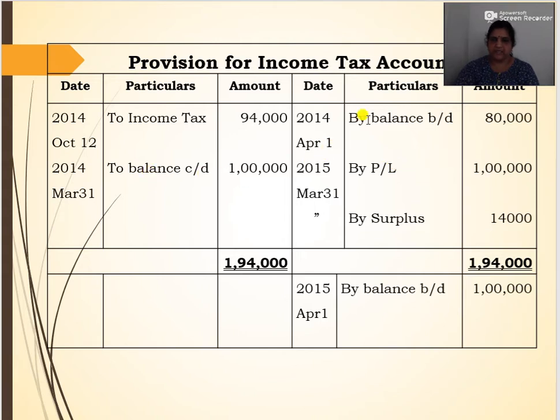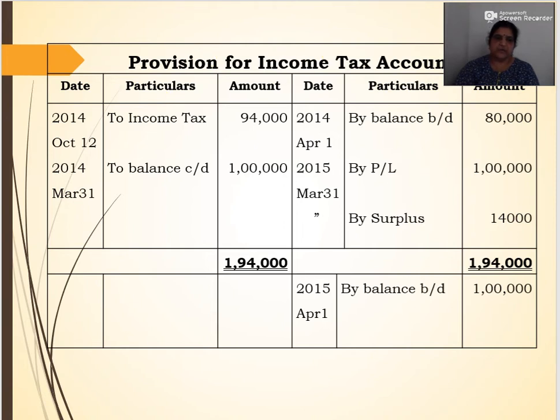So opening balance, then current year's provision, current year's actual income tax, then again current year's closing balance. So here the total comes to rupees 1,94,000. Now when you balance the account, there is a surplus, that is a surplus of rupees 14,000. It will be transferred to the surplus under the statement of profit and loss. Okay, so provision for income tax, the closing balance is surplus of rupees 14,000. So this is one account, provision for income tax account.